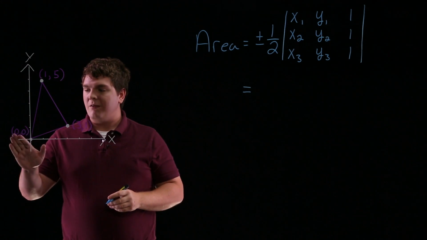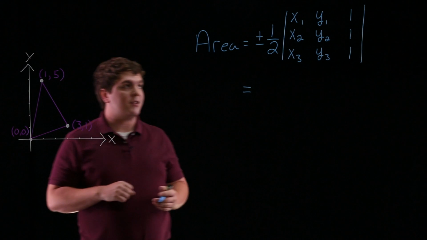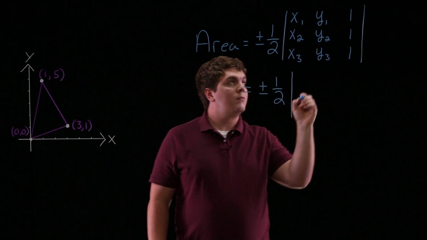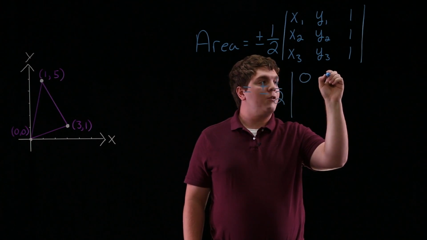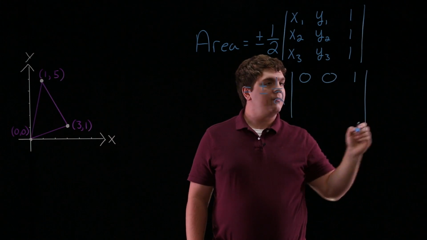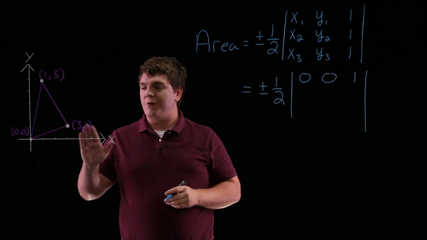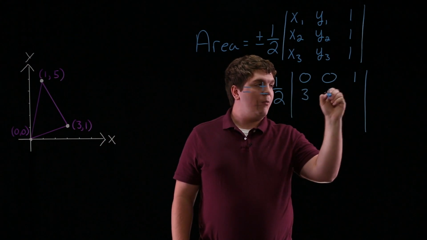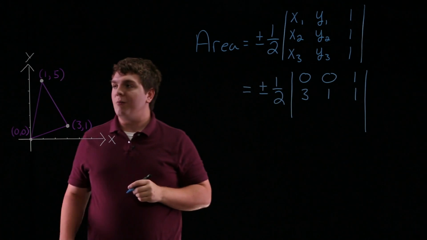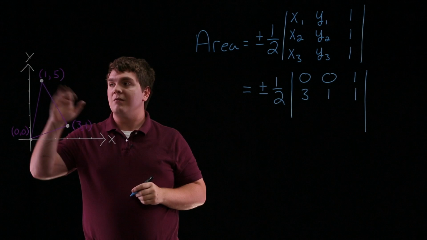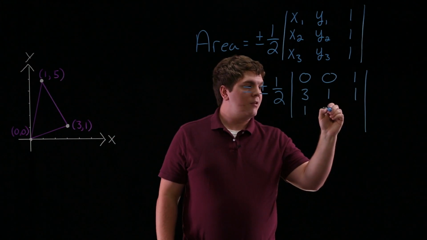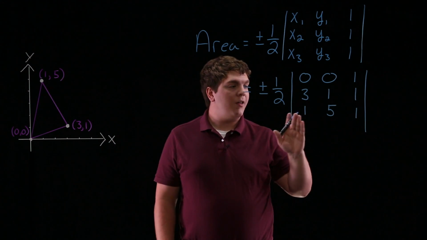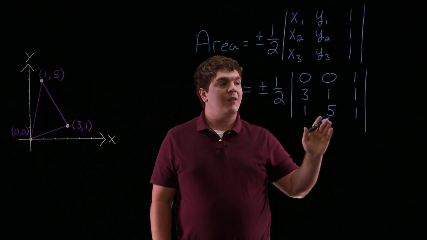So let's call our first point, x1, y1, the origin, so 0, 0. So the first row of our matrix will be 0, 0, 1. Let's choose our second point, x2, y2, to be the point 3, 1. So our second row will be 3, 1, 1. And let's choose our third point, x3, y3, to be our last vertex, the point 1, 5. So our third row will be 1, 5, 1. Okay, so now all that we have to do to find our area is find the determinant of this matrix.